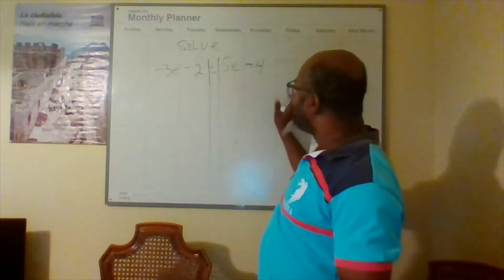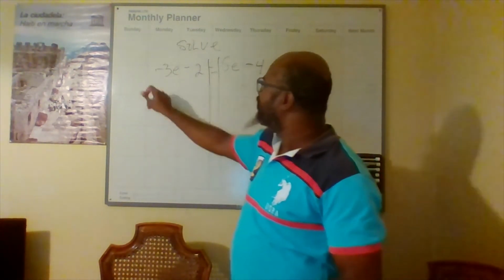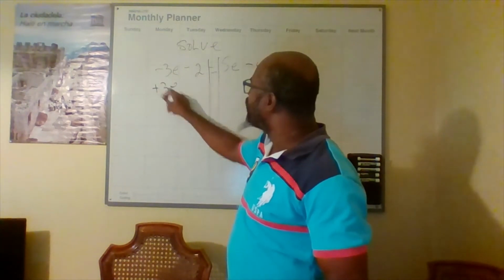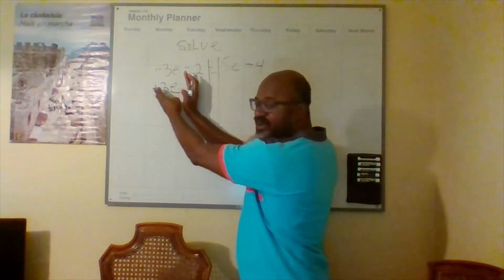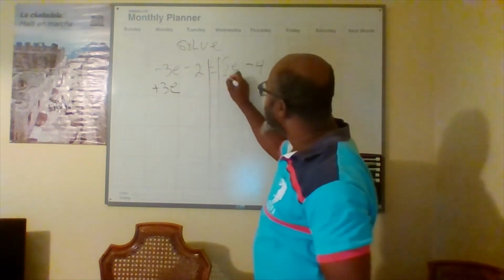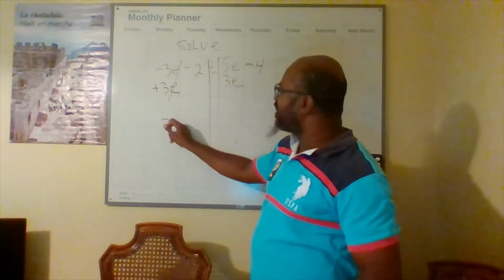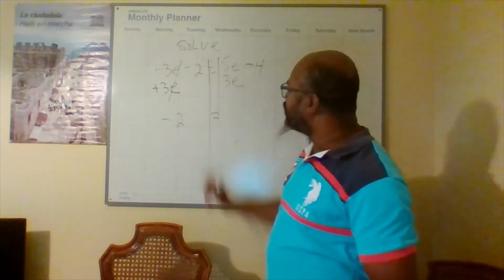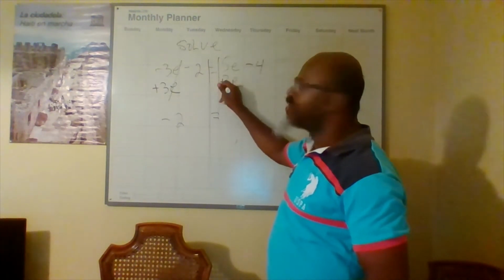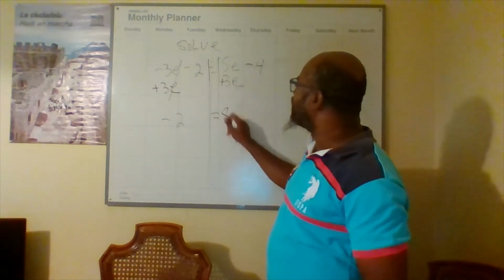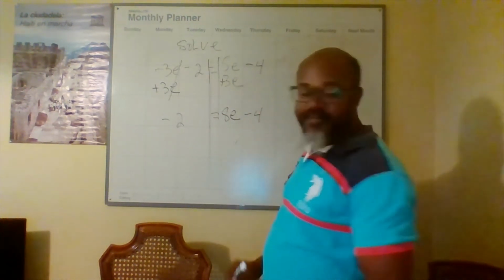Whatever I do, I have to do the inverse operation. Since it's negative 3e, I will have to add 3e. That's the only way it's going to cancel out. Since it's an equation, it has to be balanced. If I add 3e on this side, I have to add 3e on the other side. So this will cancel out. We'll end up with negative 2 equals 3e plus another 3e, which gives you 8e, and you bring down the minus 4.